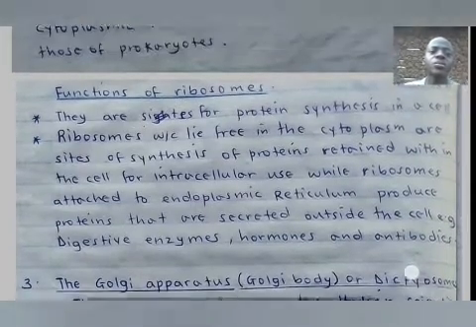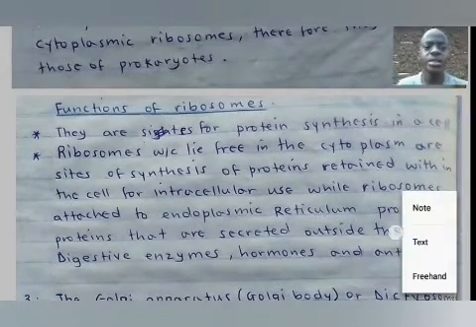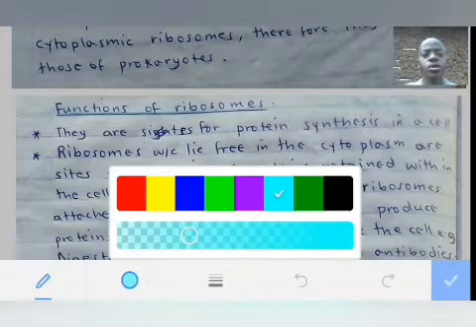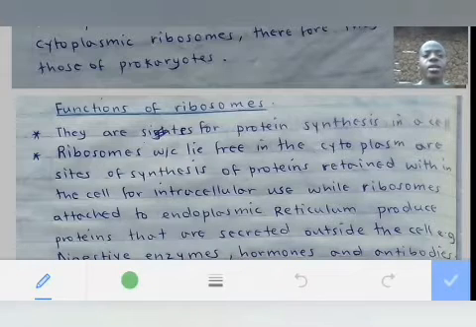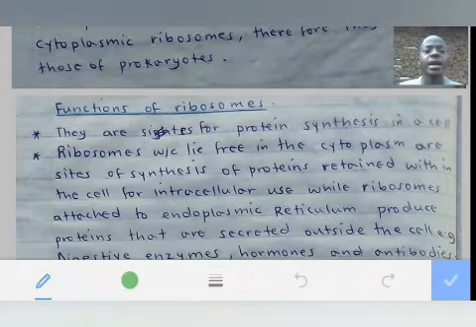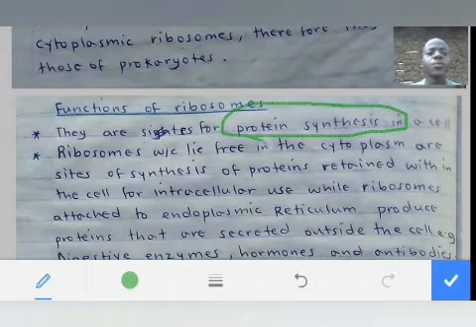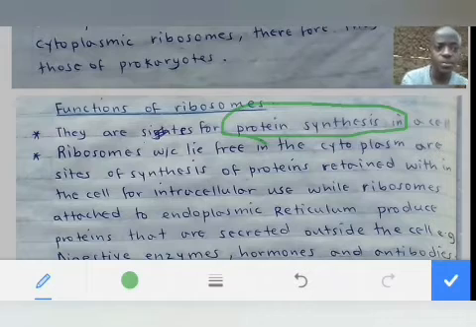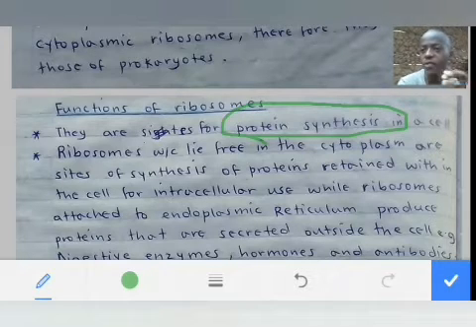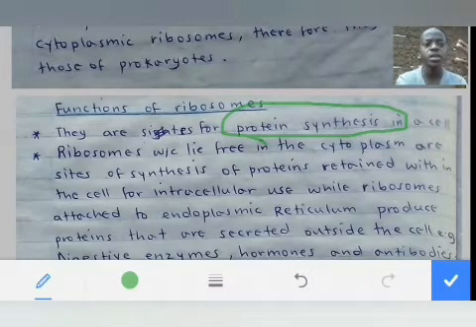So the ribosomes, majorly, have one major function which you have already looked at, and we are saying they are sites for protein synthesis in a cell. So their major aim is protein synthesis, manufacture of proteins within the cell.